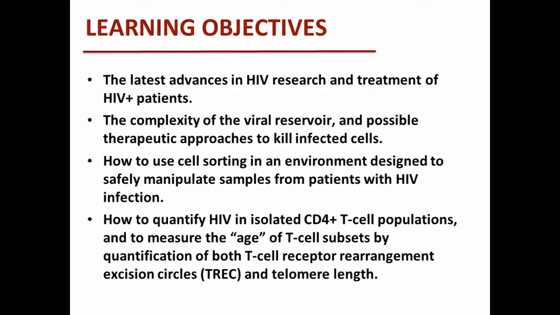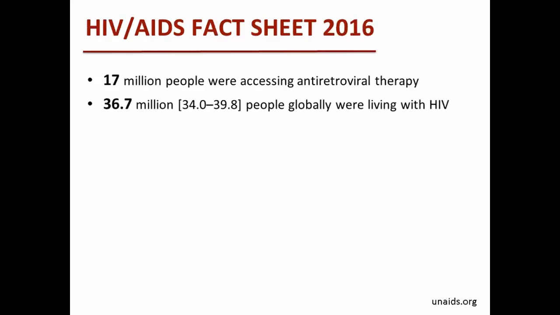Finally, I will show you what we have done in the last months regarding the quantification of HIV in highly purified, isolated T-cell populations, and how we could not only measure the presence of the virus, but also analyze the age of the cells by two different approaches. The first is the quantification of the T-cell receptor rearrangement excision circles, called TRECs, and the second approach is to measure the telomere length.